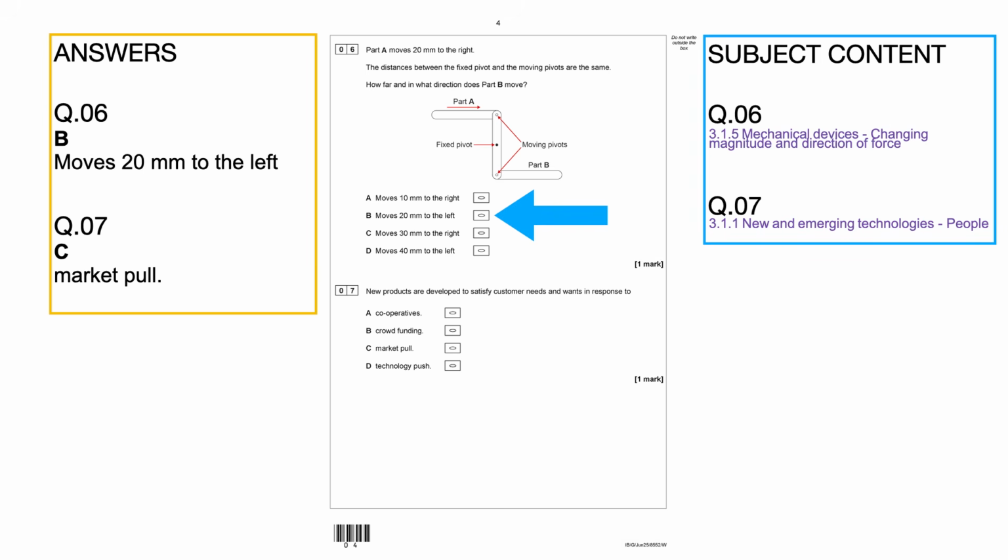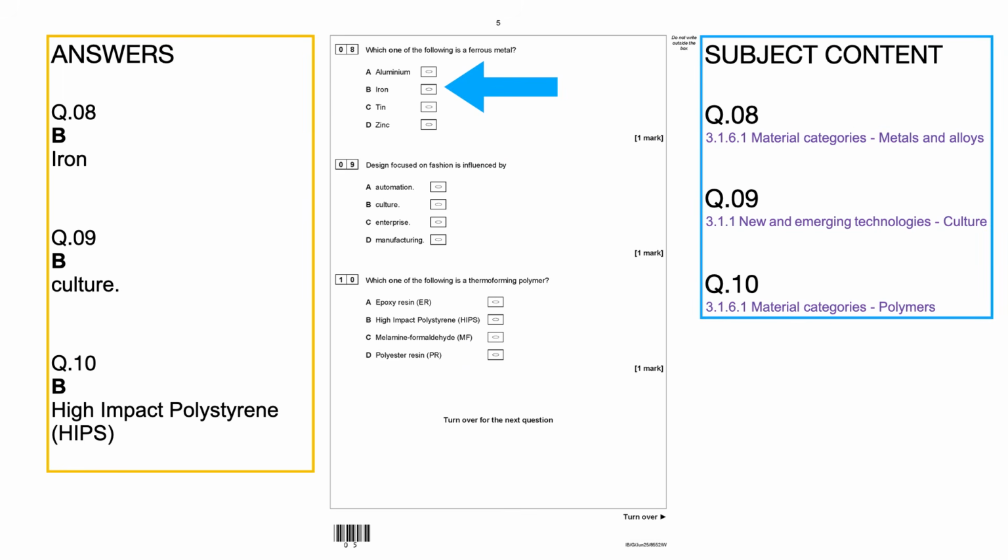If you are unsure about the content of number 6, please look at mechanical devices, changing magnitude and direction of force. Question 7. New products are developed to satisfy customer needs and wants in response to, and that's C, market pull. If you are unsure of the content of question 7, please look at new and emerging technologies with specific attention to people. Question 8. Which one of the following is a ferrous metal? And that is B, iron.